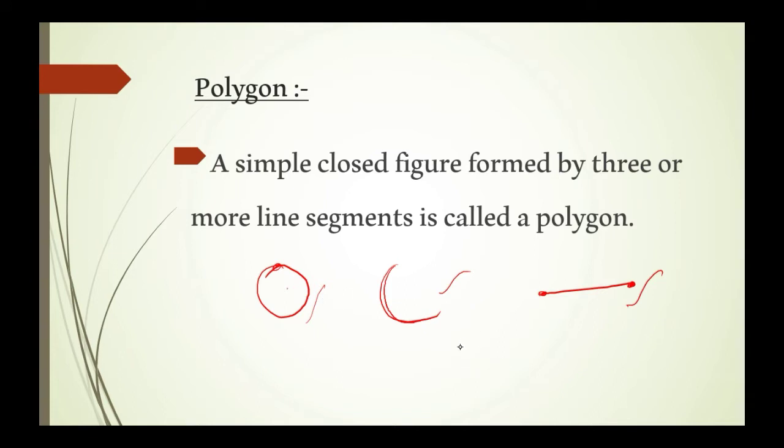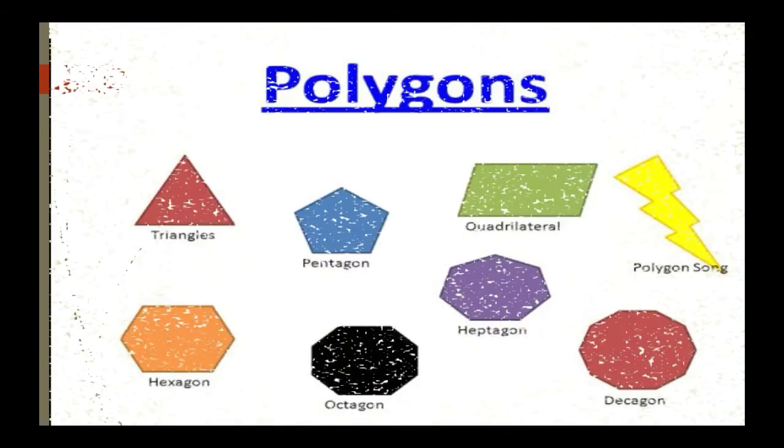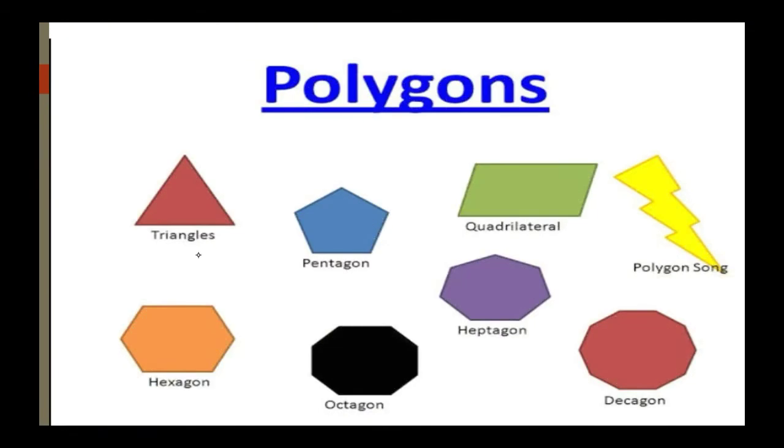So let me draw a polygon. Is this a polygon? No, because here it is a curve. Is this a polygon? Yes, because it is closed with line segments. So let us see examples of polygons. Here are examples: triangle.